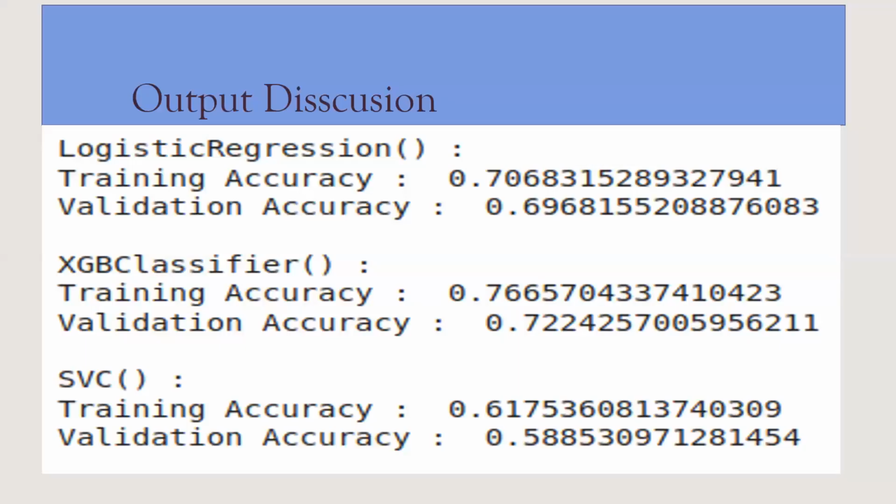Okay, so let's check the output. For logistic regression, we are getting a training accuracy of 0.70 and a validation accuracy of 0.69. Similarly, from the XGB classifier we are getting 0.76 for training and 0.72 for validation. For SVC, we are getting a training accuracy of 0.61 and a validation accuracy of 0.58.